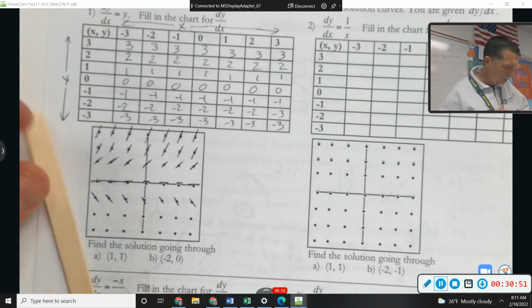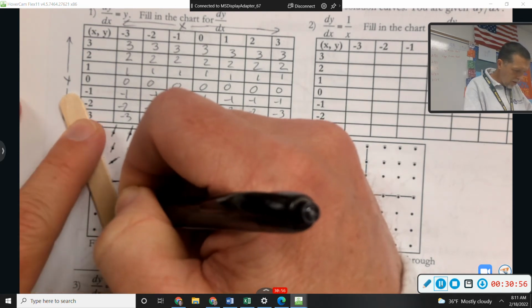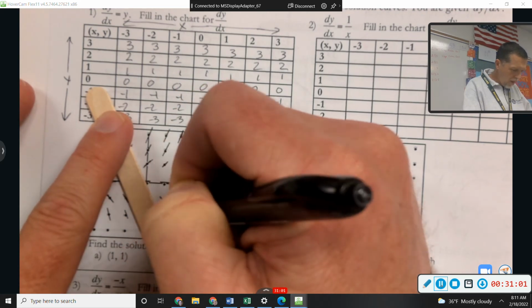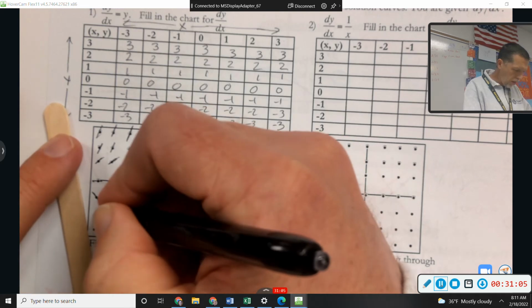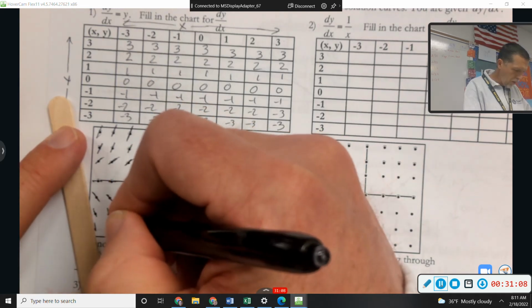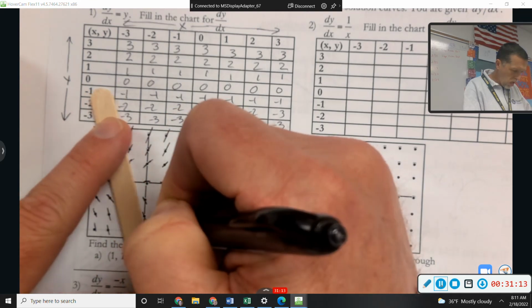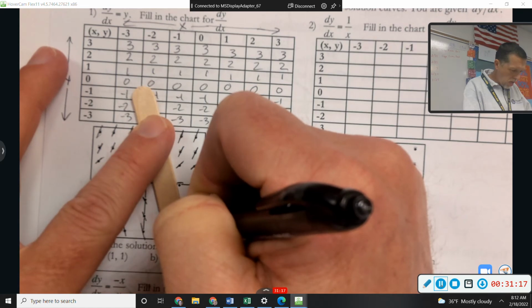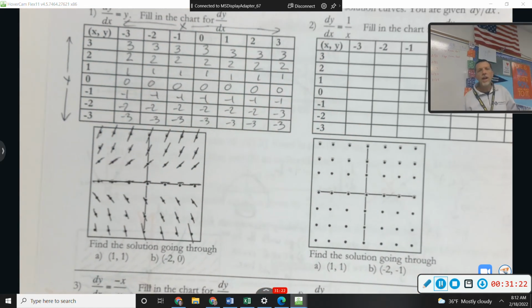Slope of negative 2, I need a little more help to make sure it's the right steepness, the right slope. And then 3 is even steeper. And now I have a nice slope field drawn.